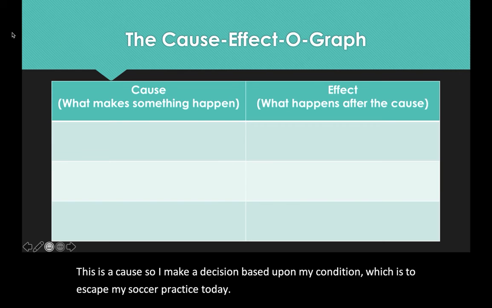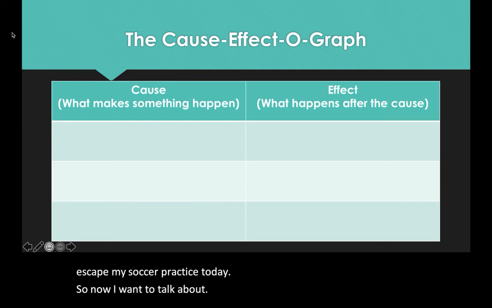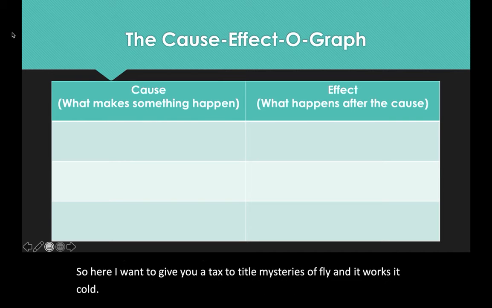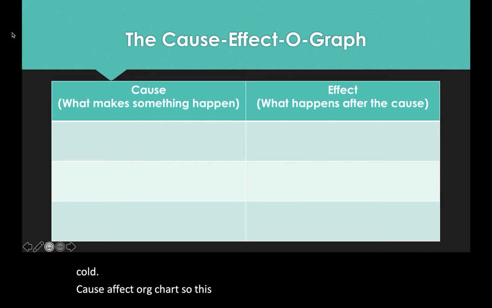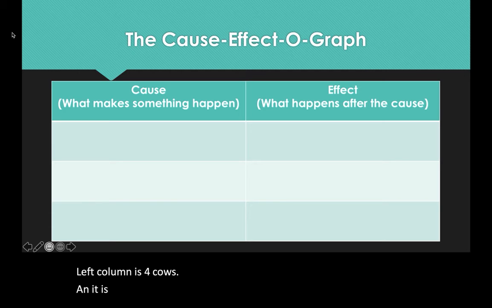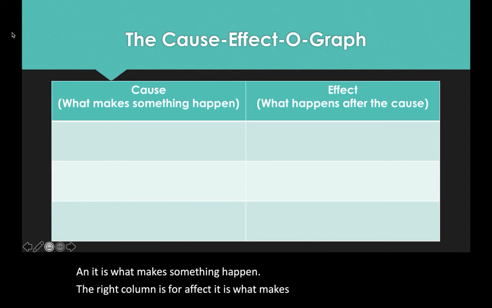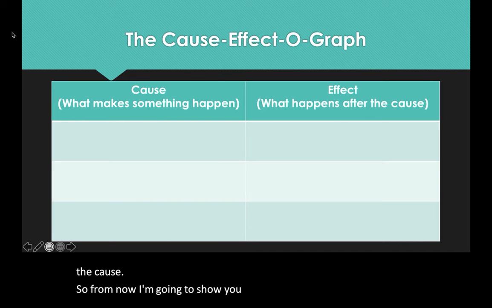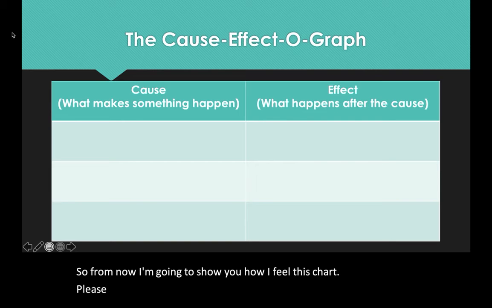So now I want to talk about something that we're going to do. Here I want to give you a text titled Mysteries of Flight, and a worksheet called Cause and Effect Chart. This is an image of the cause and effect chart. The left column is for cause, and it is what makes something happen. The right column is for effect. It is what happens after the cause. From now, I'm going to show you how I fill in this chart. Please pay attention to what I do.